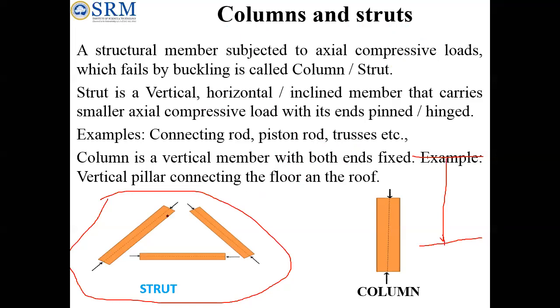Typically a strut will have a compressive load, and it also fails due to compressive load only. Whereas a column will also have a compressive load only, but it will fail due to buckling. That is, due to compression, we will be having a bending. So it fails due to compressive stress and bending. That is called buckling.